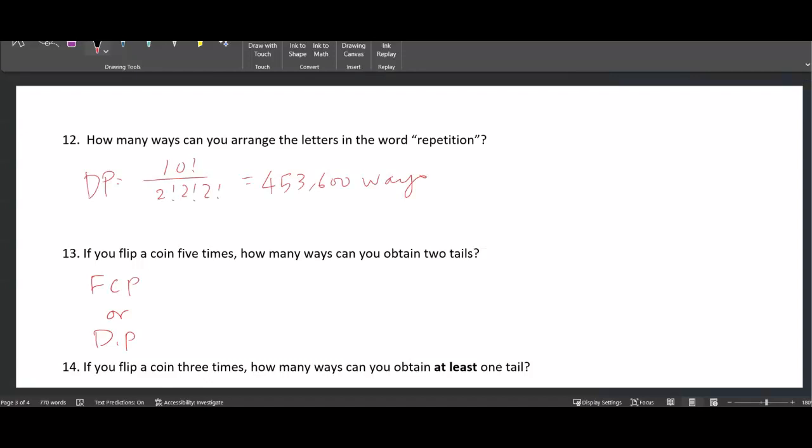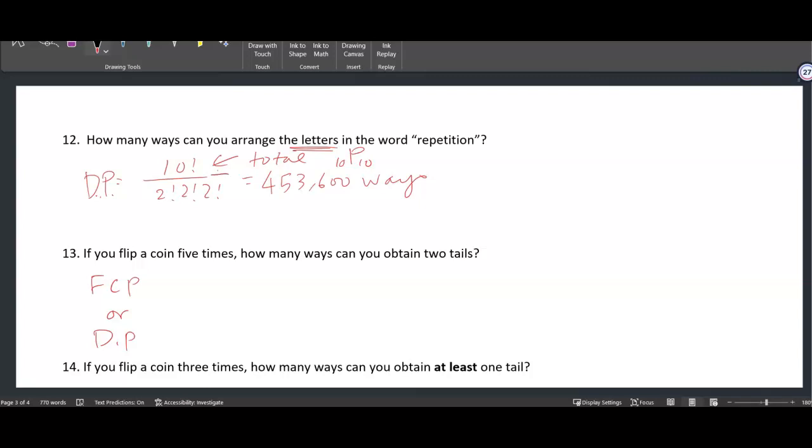Okay, hopefully you have something on your paper that we can compare. So number 12, whenever we are rearranging letters in a word with repeat letters, it's always a distinguishable permutation. So we have a total of 10 letters, and treating it as all order matters, 10 factorial is the same as 10 permute 10. That's counting all the 10 letters, order matters.